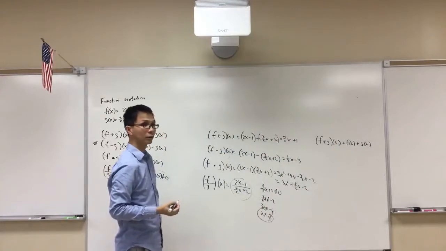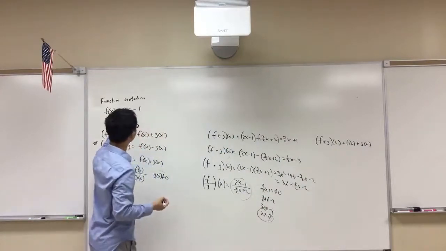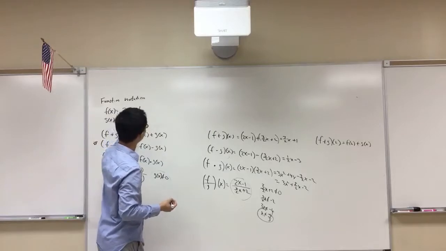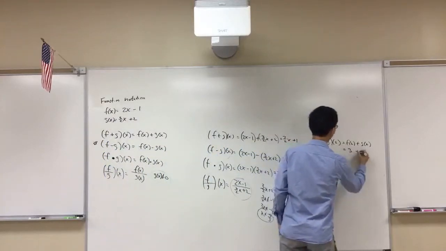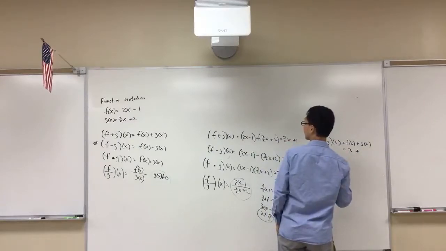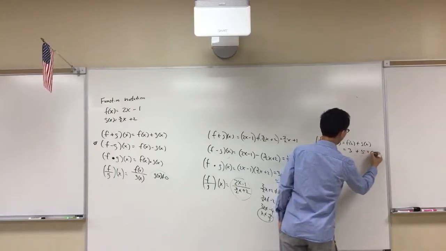Right? Now, if I plug in 2, what will happen? So it's going to be what? 3, right? And plus g of 2? 3 over 3 plus 2. 5. So that's equal to 8, right?